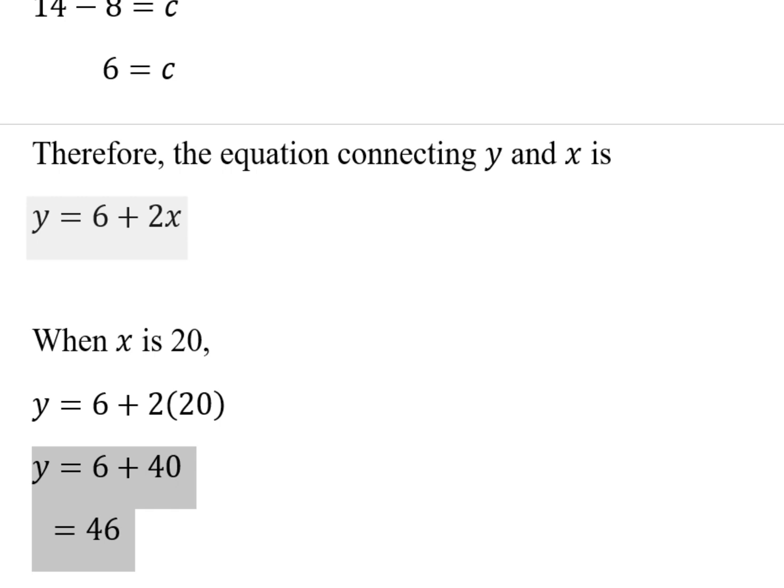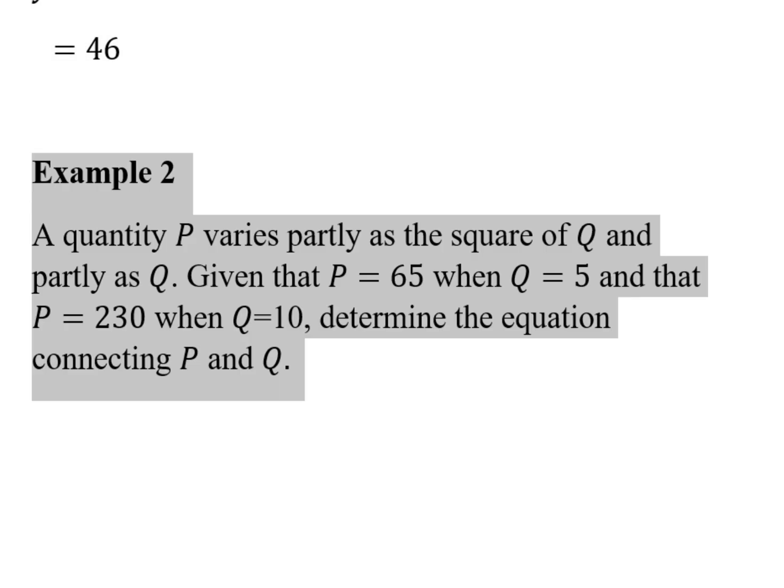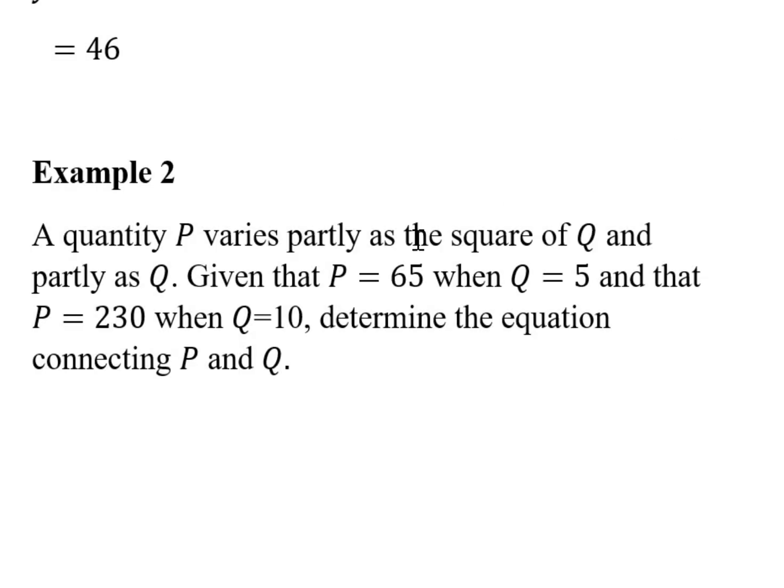Then the next question, we have another example here. A quantity p varies partly as the square of q and partly as q. Given that p is 65 when q is 5 and that p is 230 when q is 10, determine the equation connecting p and q.